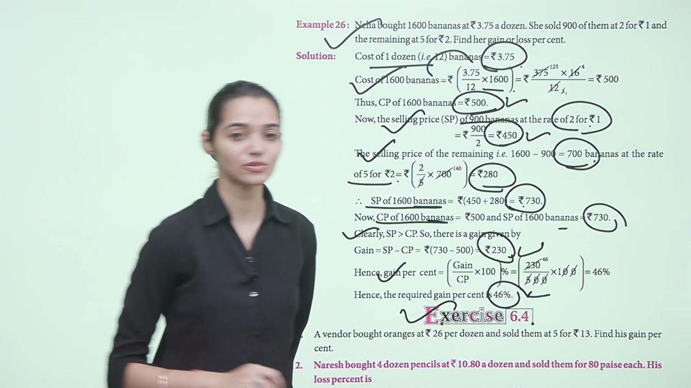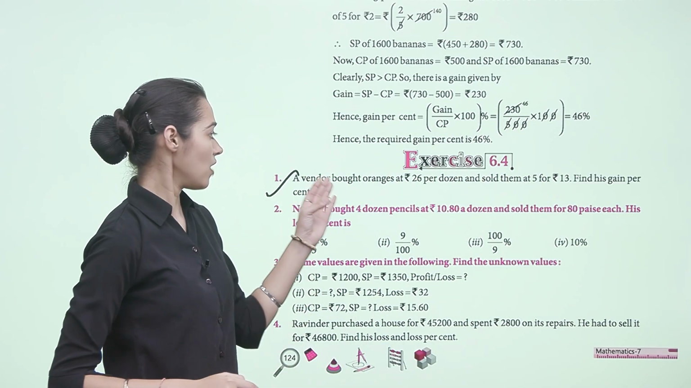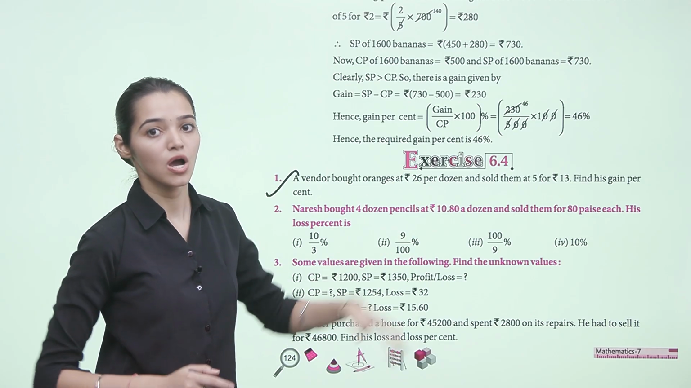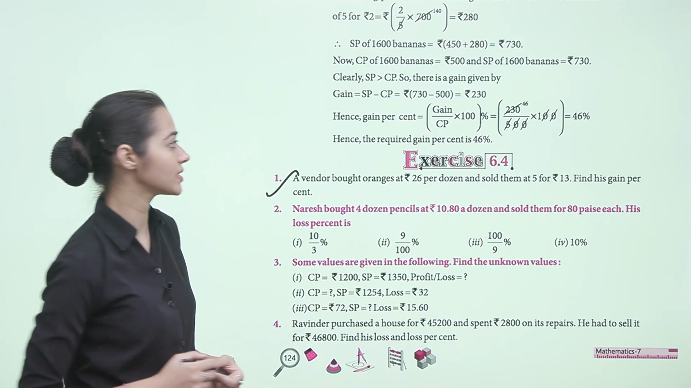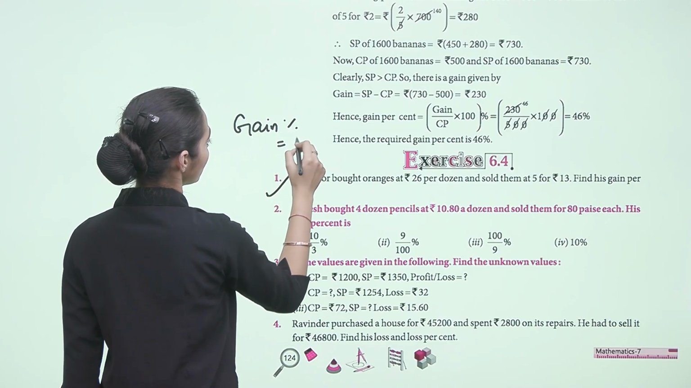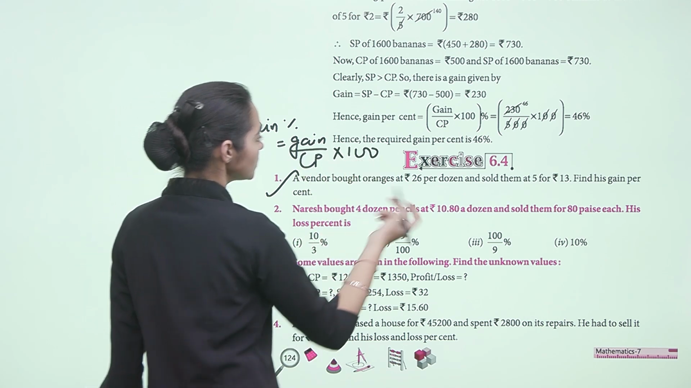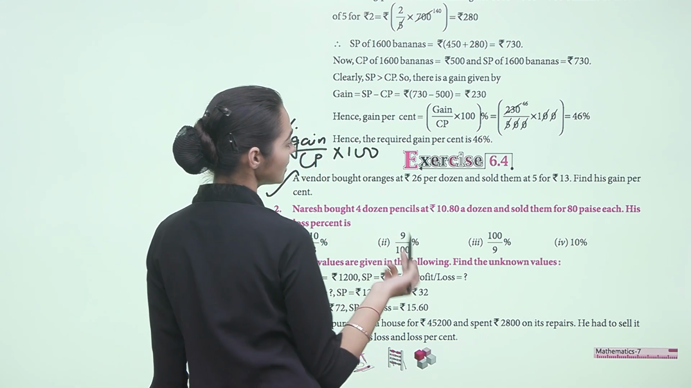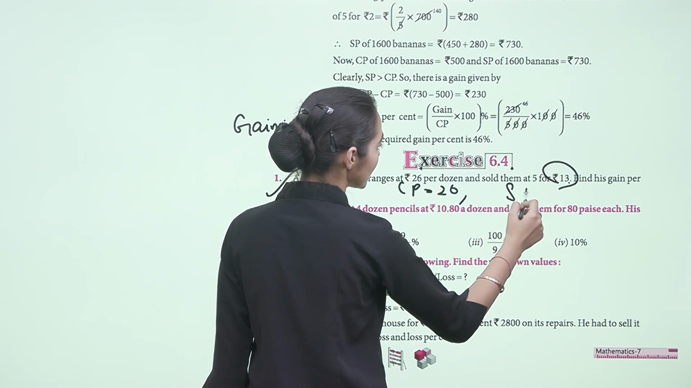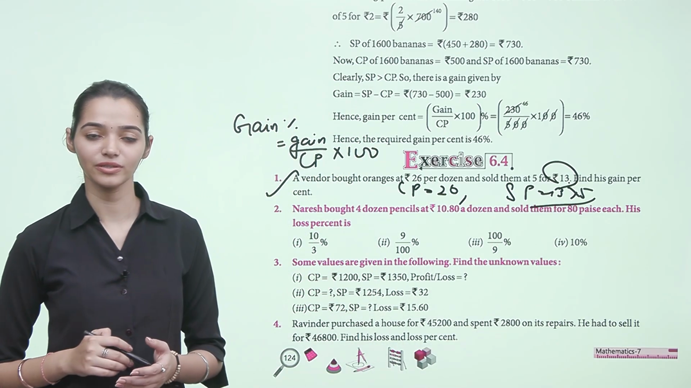Now let's start with our exercise 6.4. Here in the first one, we are told that a vendor bought oranges at 26 per dozen and sold them at 5 for 13 rupees. Find his gain percentage. So gain percent will be gain upon cost price into 100. The cost price is 26 and the selling price is 13 into 5. That's how you have to solve the remaining ones.